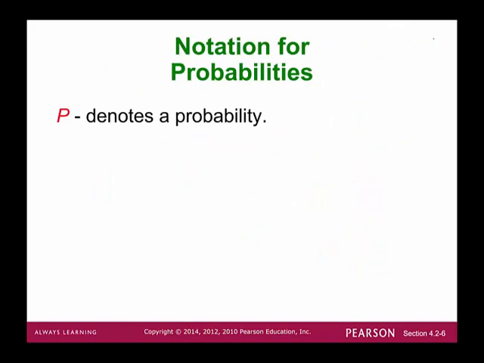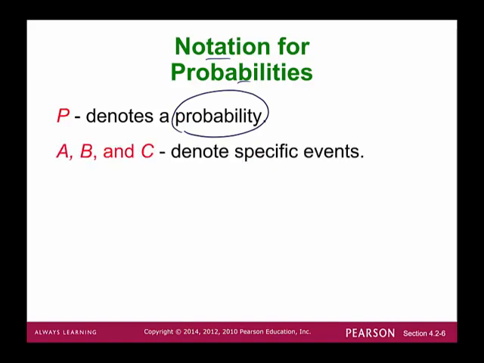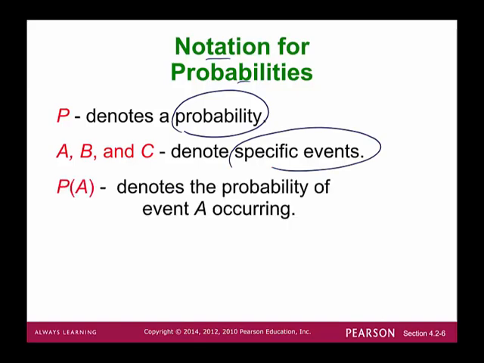Now, let's take a look at notation for probabilities. P represents probability. A, B, and C represent specific events. P of A denotes the probability of event A occurring. P of C represents the probability of event C occurring.